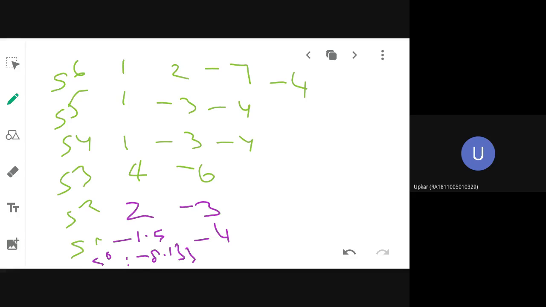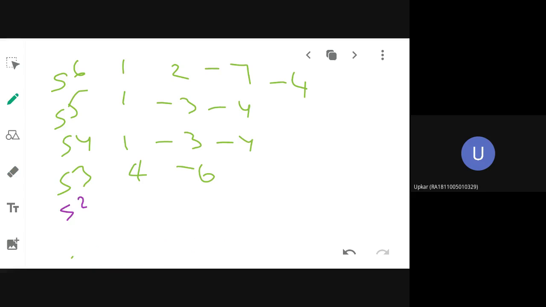And one more row I think you are having. 2, 1, 0. Okay. s squared, s to the power 1, s to the power 0.